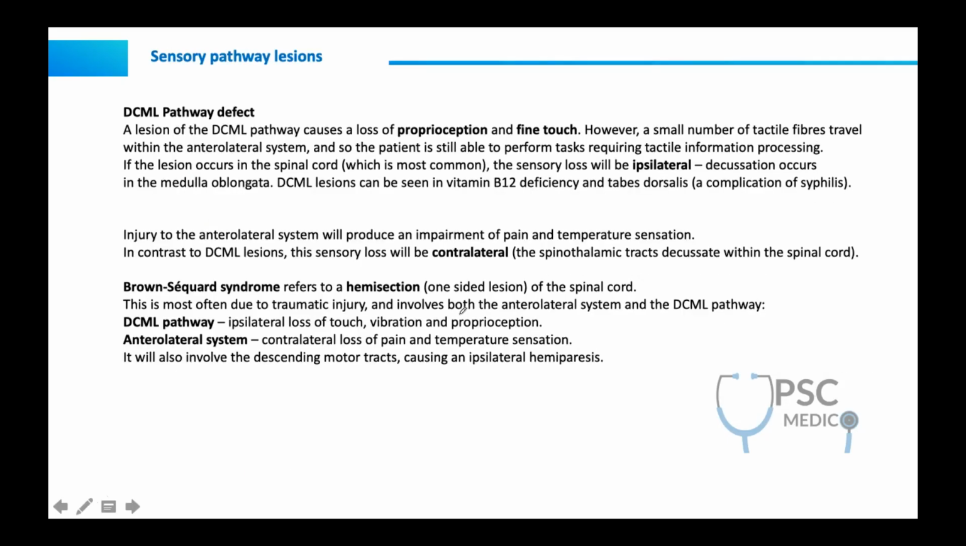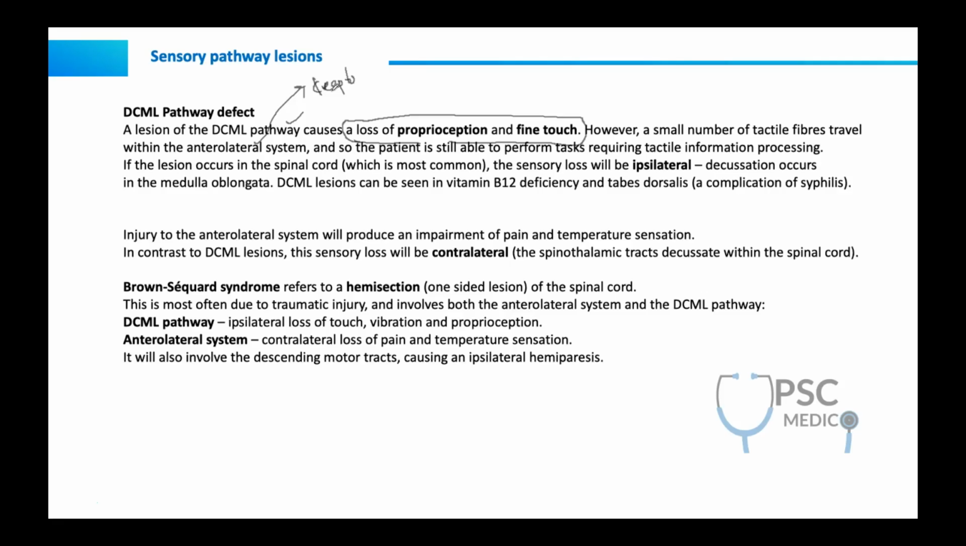So what happens if there are any lesions in these sensory pathways? We have a dorsal column medial lemniscus pathway defect, and we all know that it carries fine touch and proprioception. So in lesions of DCML, we have loss of proprioception and also loss of fine touch. But as I told you, even the anterolateral system, what we call the anterior spinothalamic tract, is carrying crude touch or deep touch. So there are some tactile fibers which are traveling in the anterolateral system. That's the reason the patient is still able to perform some tactile functions.